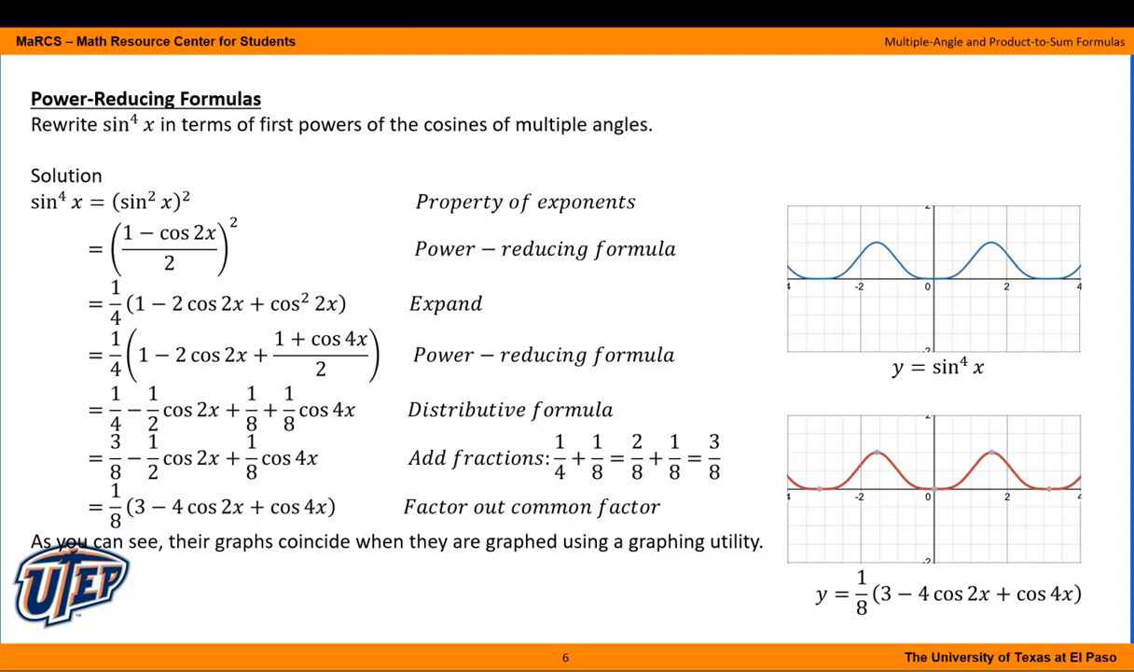This example demonstrates why power reducing formulas are useful. Our goal is to rewrite sine to the fourth power using only first powers of cosine. We begin by writing sine to the fourth as the square of sine squared. Then we substitute the power reducing identity for sine squared x. After expanding the square, we encounter cosine squared 2x. Since that term is still squared, we apply a power reducing formula a second time. After simplifying and combining fractions, we obtain an equivalent expression involving only cosine 2x and cosine 4x. The graphs shown on the right confirm that both expressions produce exactly the same function.